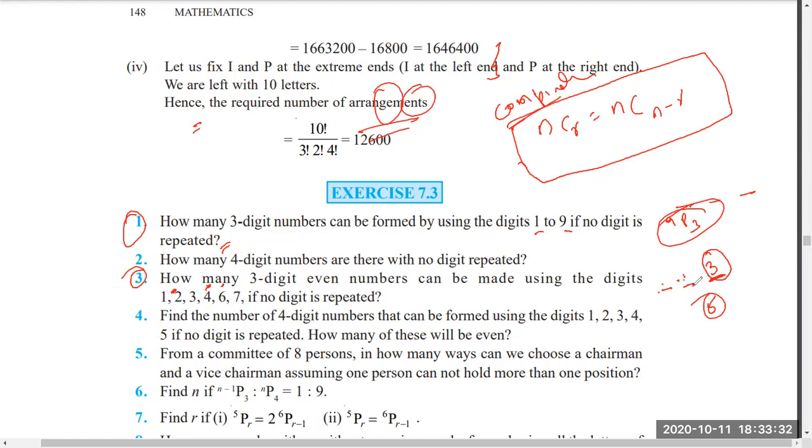So one digit is used. The remaining digits out of these 6 that are left is 5, right? I can arrange 5 here and 4 here, or 4 here and 5 here, no matter. When you multiply, it would be the same. So 4 times 5 times 3 would be your answer. So 120. Oh, 60, sorry. 4 times 5 is 20, 20 times 3 is 60. Did you understand that?